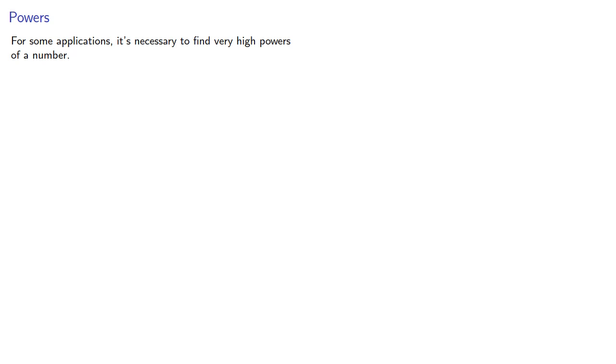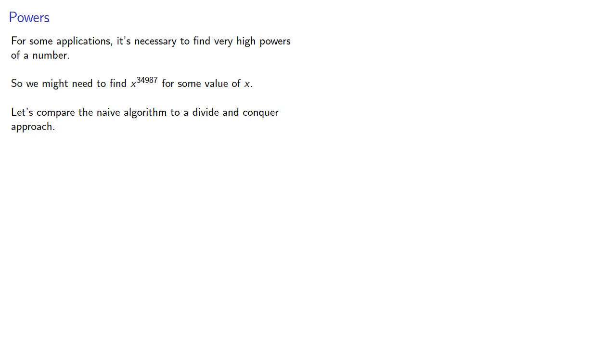For some applications, it's necessary to find very high powers of a number. So we might need to find x to the power 34,987 for some value of x. Let's compare the naive algorithm to a divide and conquer approach. We'll assume that each multiplication is one step, for now.